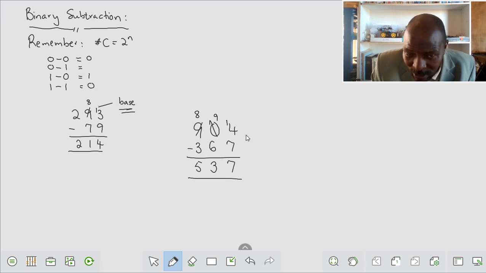We borrow to the immediate what? To the immediate right. So when you borrow here, we have what? 1 less 10. So we have 9 tens left. And then when you borrow, we took a 10 from here. So that 10 came here and added to this 4 and gave us a 14.